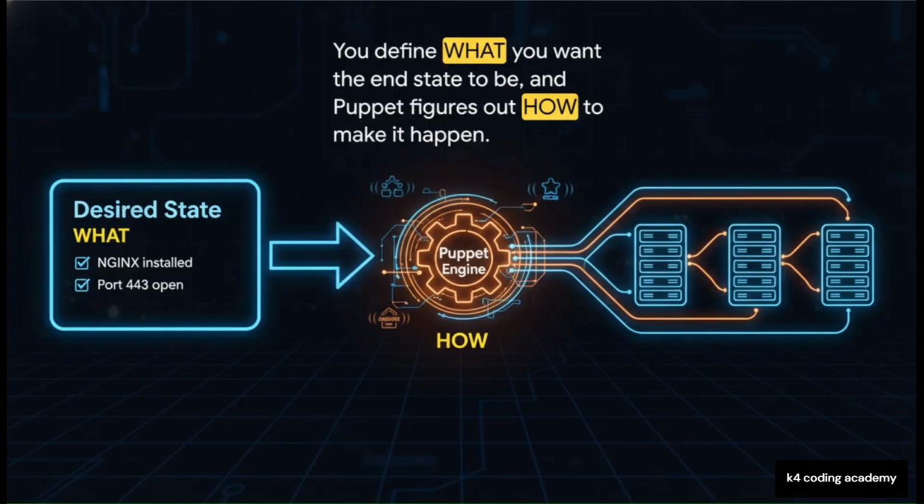And finally, we have Puppet. Puppet's claim to fame is its declarative model. This is so cool. You don't tell it how to do something. You just tell it what you want the end result to be. You say, I want a web server installed and running. And Puppet's engine is smart enough to figure out all the steps to make that happen. And even better, it constantly checks to make sure things stay that way.